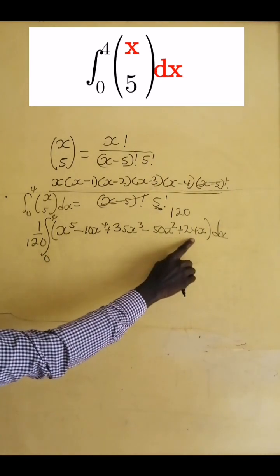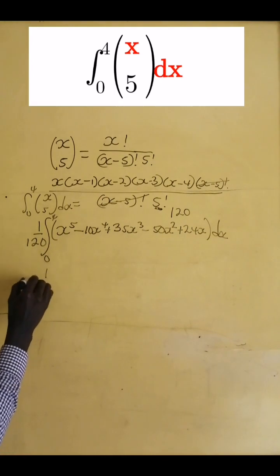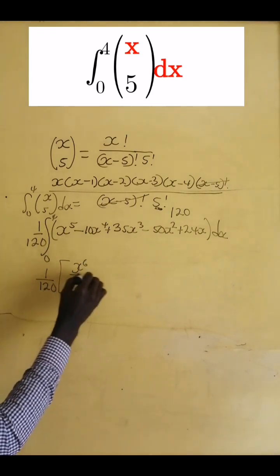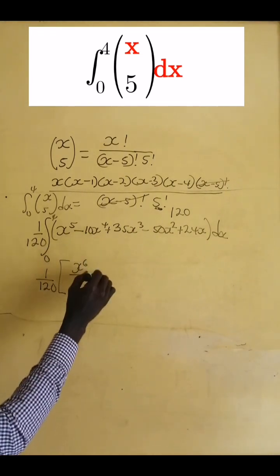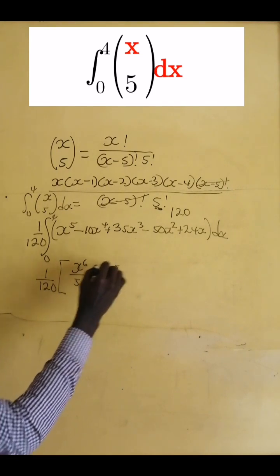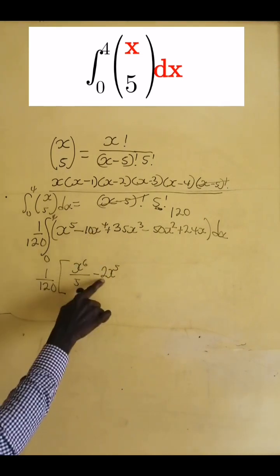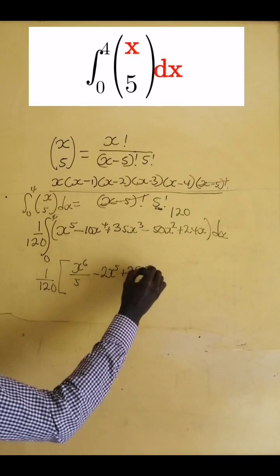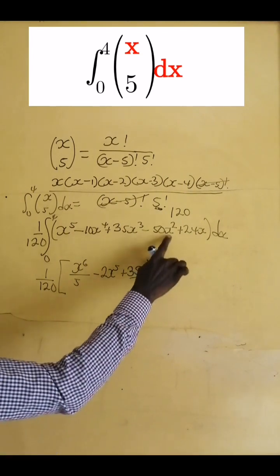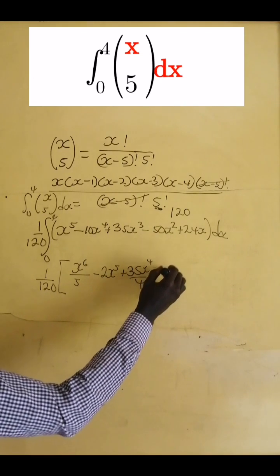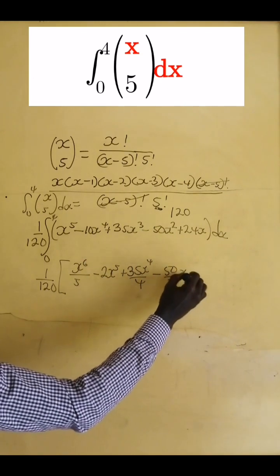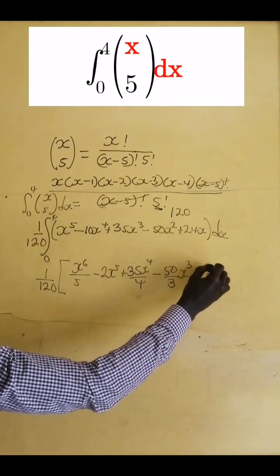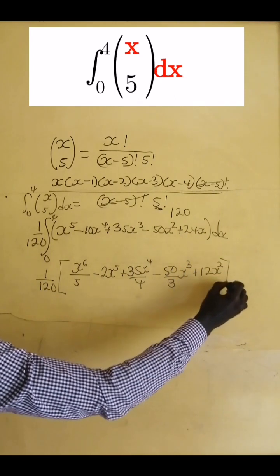Now, if we integrate each of the terms with respect to x, this gives 1 over 120 times, if we integrate x to the power 5 with respect to x, we get x to the power 6 over 6. And this gives x to the power 5 divided by 5, and the 5 will divide 10, so we get 2. This will give x to the power 4 divided by 4, and we have 35 there. And this will give negative 50 over 3 times x cubed. The integral of 24x with respect to x gives 24x squared divided by 2, which gives 12x squared, from 0 up to 4.